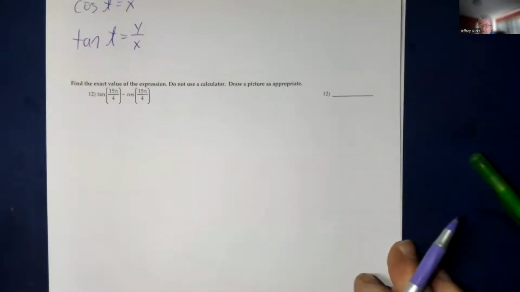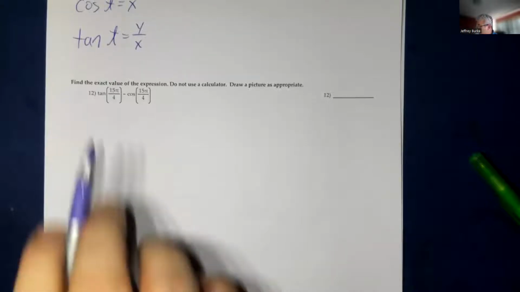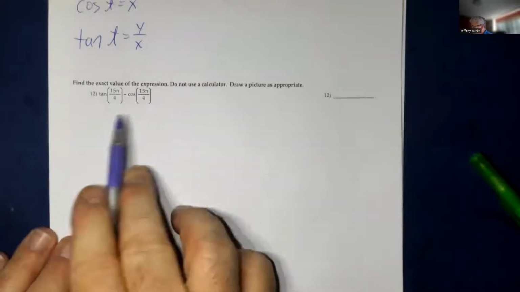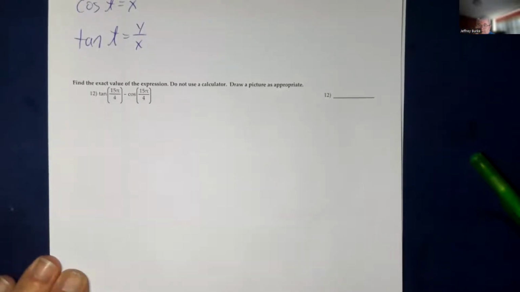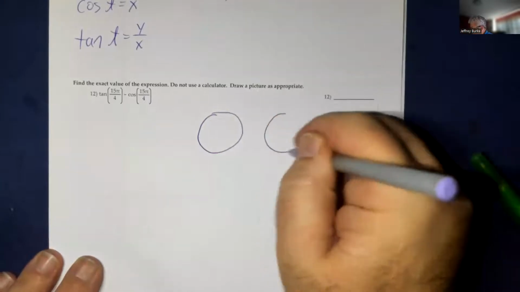I left the room on this question because of the question we have on the next page, which I expanded upon a little bit to make sure you have enough room to show your work. So in this question, it says, find the exact value of the expression. Do not use a calculator. Draw a picture as appropriate. We want the tangent of 15 pi over 4, and then the cosine of 15 pi over 4. What I'd like to try to do is identify what this angle of 15 pi over 4 is, so that we can find the appropriate value of this and then the sign as well. So I'm going to draw two pictures here.